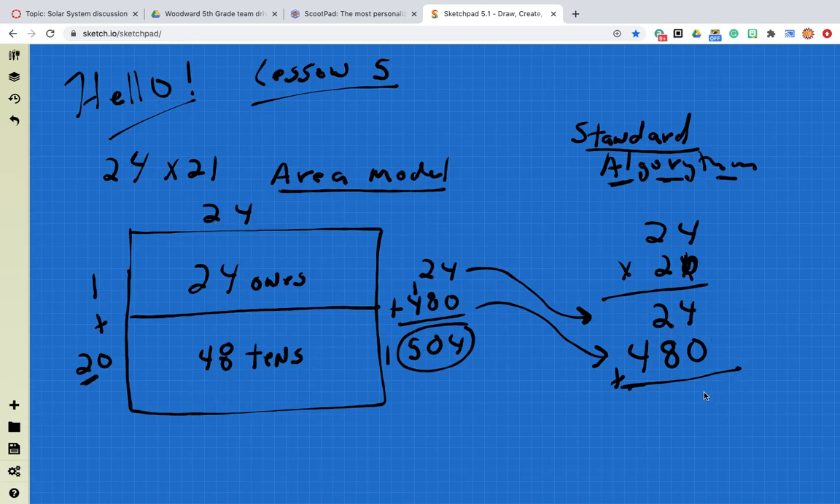And then, of course, that's going to add up to the same: 8, 9, 10, and 5. 504. On your homework, when it asks you to do the area model and standard algorithm, this is what they're wanting you to do. And they're also asking you to draw arrows to connect, and this is what they're asking for. This is exactly what they're looking for on that homework, all right? Let's take a look at one more.